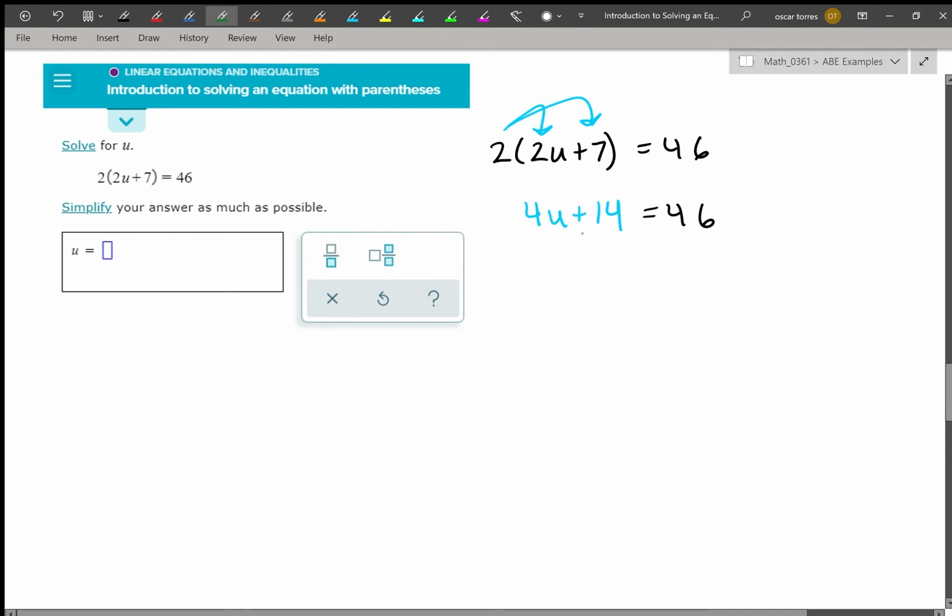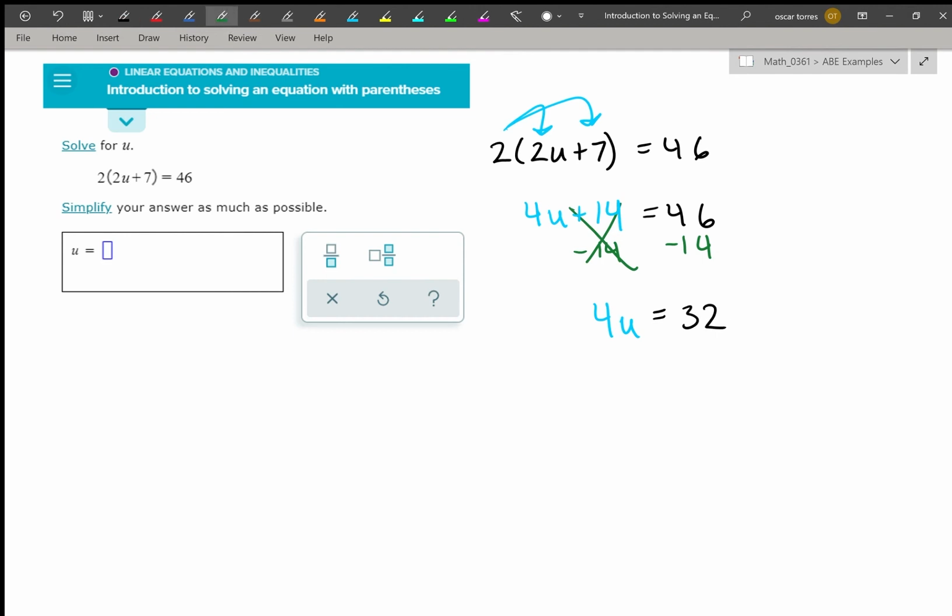So 4u is being added to 14. That means we got to get rid of this 14, and we do that by subtracting it. So if we subtract 14 from the left-hand side, we subtract the 14 from the right-hand side of the equation as well. 14's cancel out on the left, and it leaves us with 4u. On the right-hand side, we need to do the subtraction. We need to do 46 minus 14. If we do that, we end up getting 32.